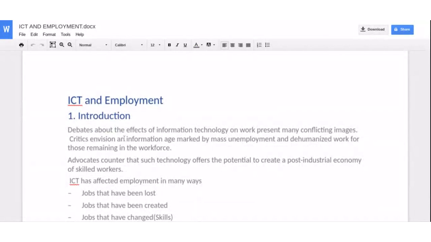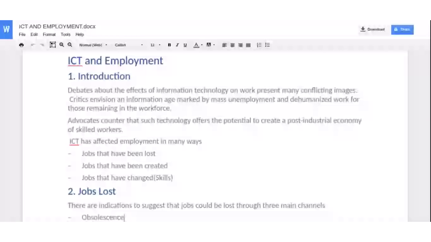Okay, so we just look at the content there. It says debates about the effects of IT on work present many conflicting images. Critics envision an information age marked by mass unemployment and dehumanized work for those remaining in the workforce. Now, this debate has been going on for quite a while, but at the moment, I think we may not always say some of these statements. It has already been found that some of them may not really be very strong positions, or you cannot say exactly this way at the moment. So some things have changed, and some of these are covered out here.